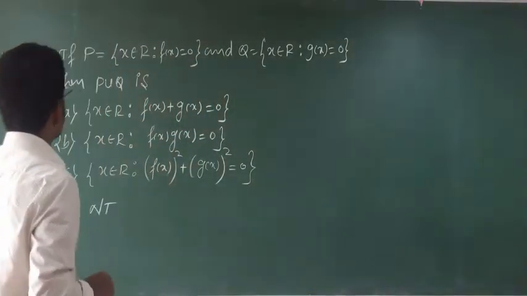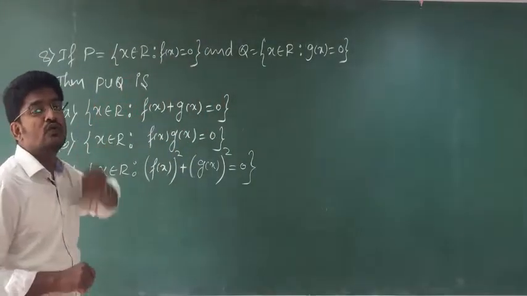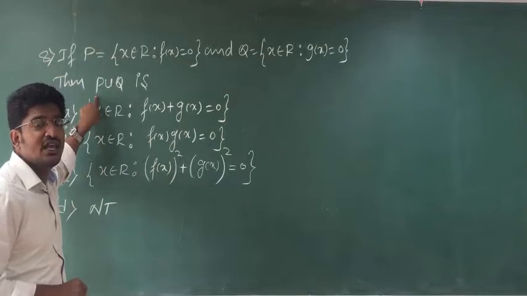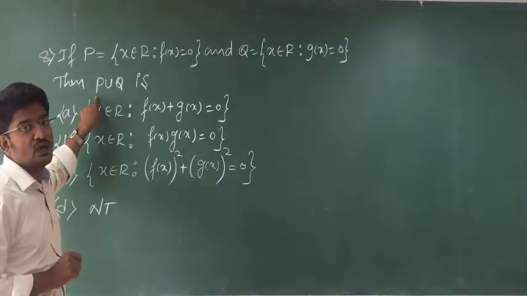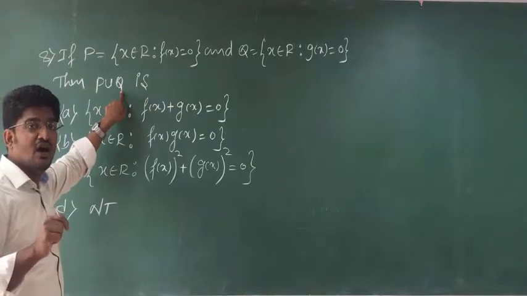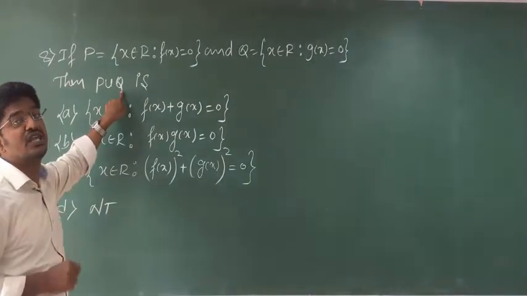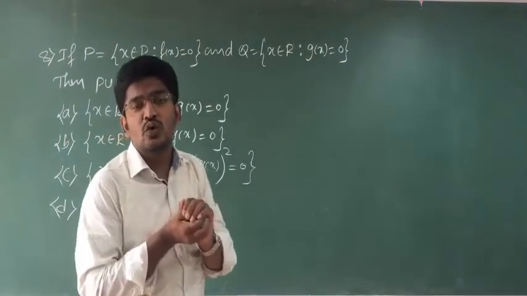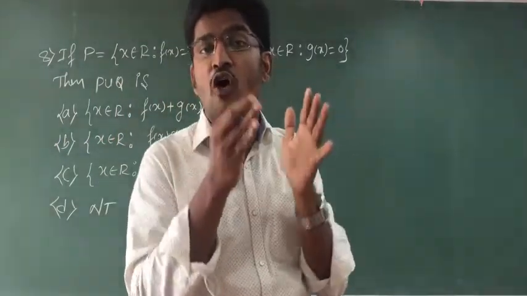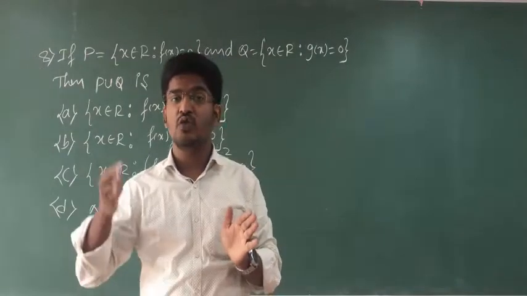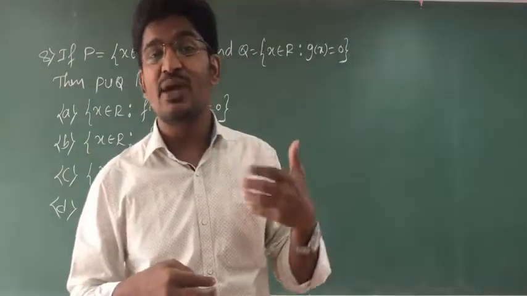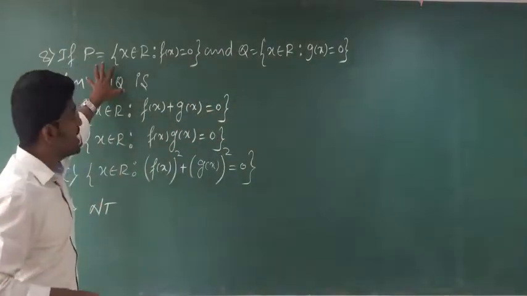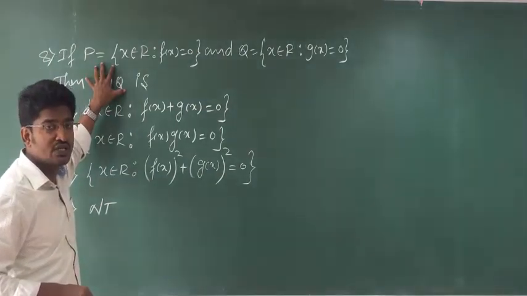So next, what they are asking is, what is P union Q? P is the collection of all the real numbers which make the function f 0. Q is the set of real numbers which make the function g 0. P union Q means the set must contain all the elements where f makes 0, and all the elements where g makes 0. Clear? So that collection has to be in P union Q. Have you understood the question?